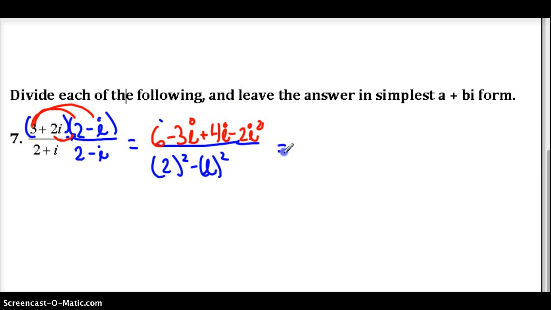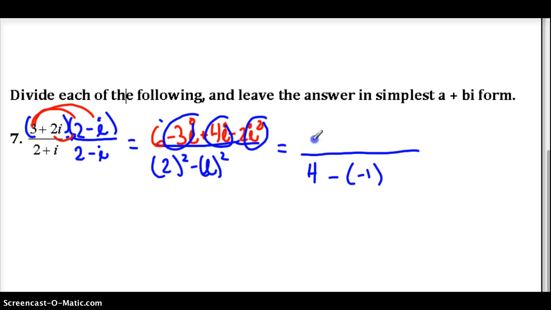Okay, let's just keep simplifying from here. We're like pros at this by now. The bottom, that's going to be 4 minus, well, i squared is negative 1. Hey, look at that. We got rid of the radical. It turned into a number. Top, once again, we're just going to combine our like terms. We got negative 3i and 4i. And we got to turn this into a negative 1. So it's 6 plus, negative 3 plus 4 is just 1i, minus 2 times negative 1.